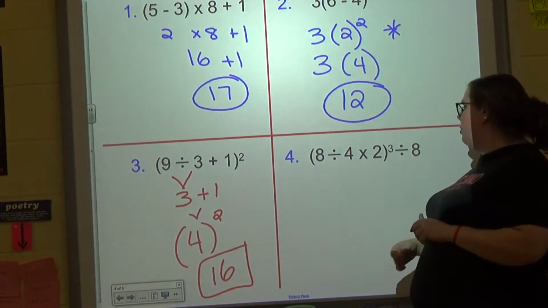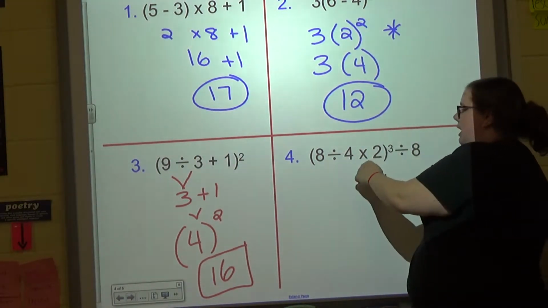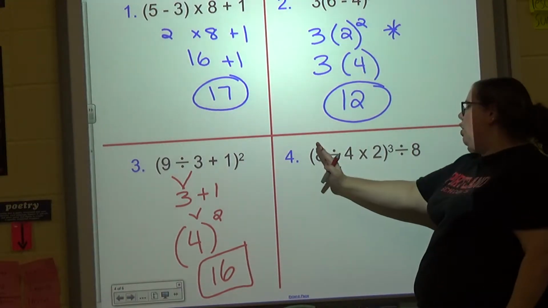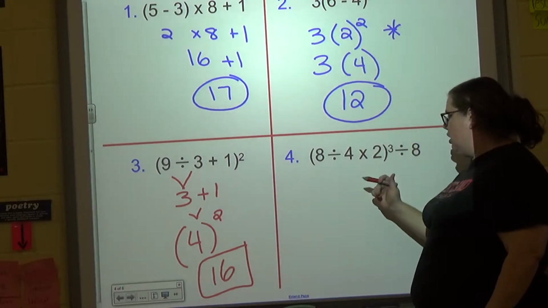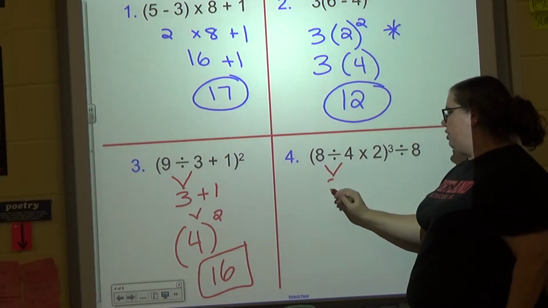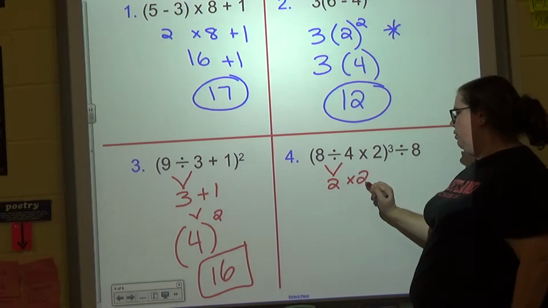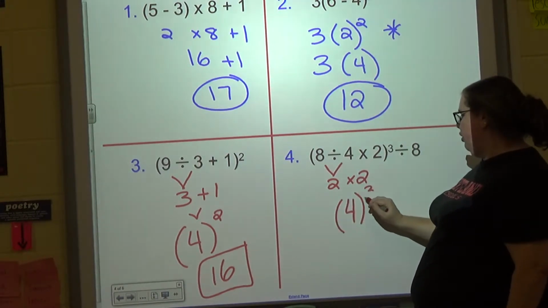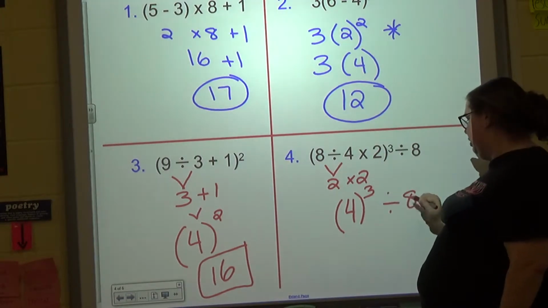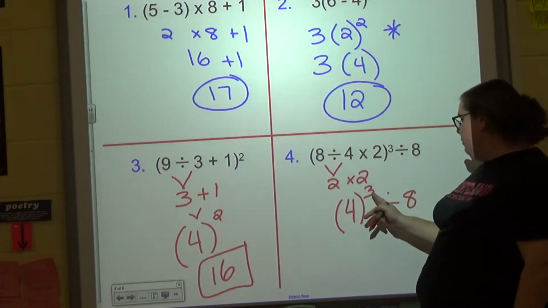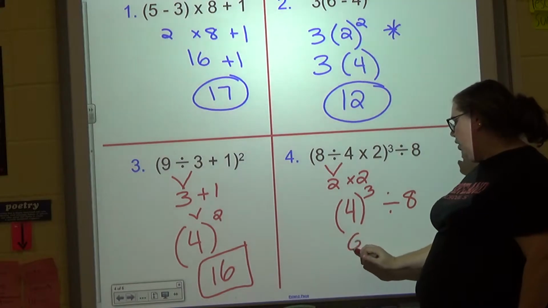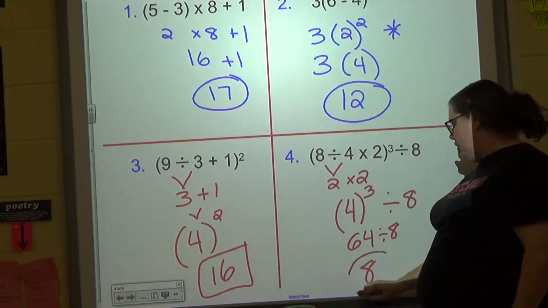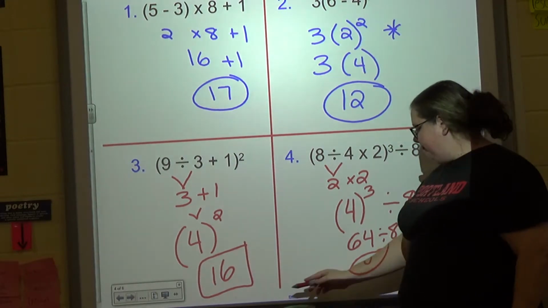Alright, last one. Again, we have to do this inside first. Now notice we have division and multiplication. Remember left to right. So 8 divided by 4 is 2, times 2 is 4. So now we have 4 to the third divided by 8. Exponents, 4 to the third is 64, divided by 8 is 8. And we're done. That's it.